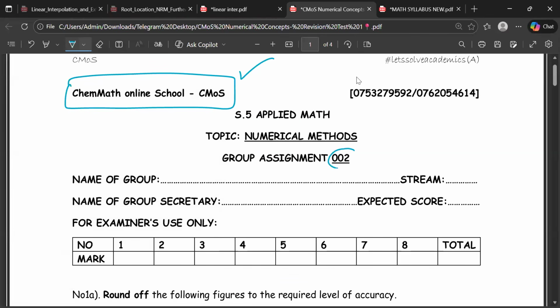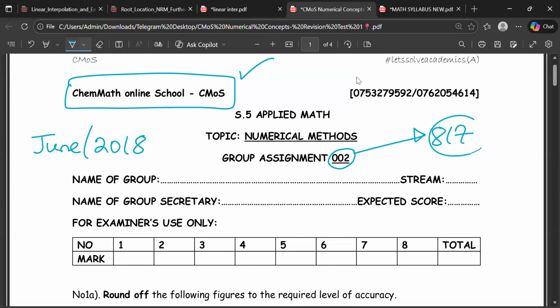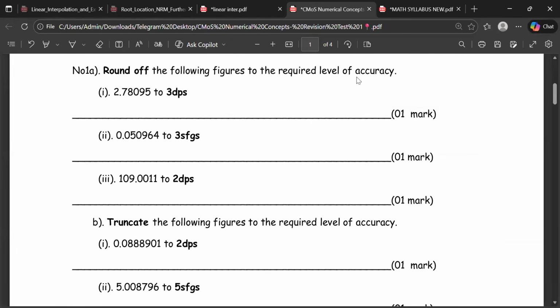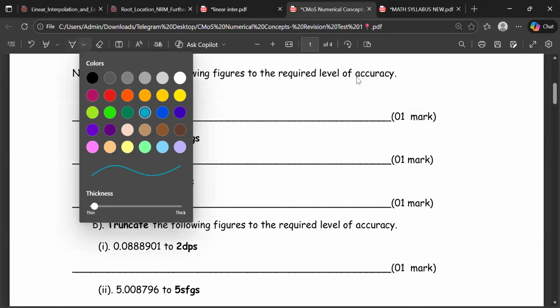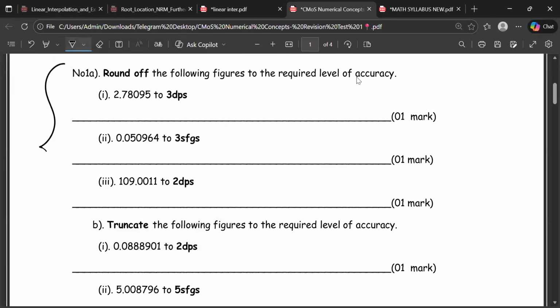This was group assignment 002, and I set it, I think, in June of 2018. I remember these group assignments go up to 817. So many, and they are always very short. I want us to first go through these questions very fast. I'm giving you 2 minutes.